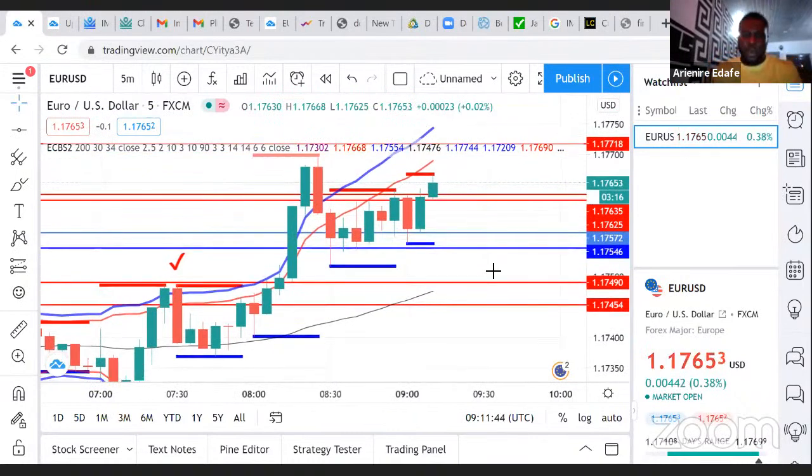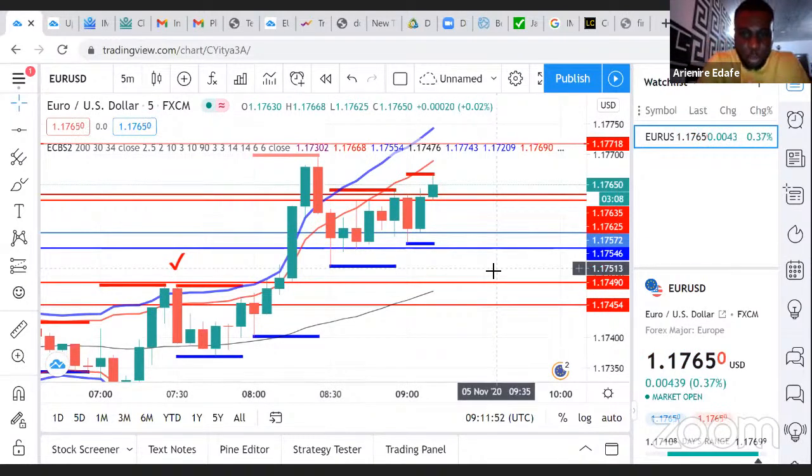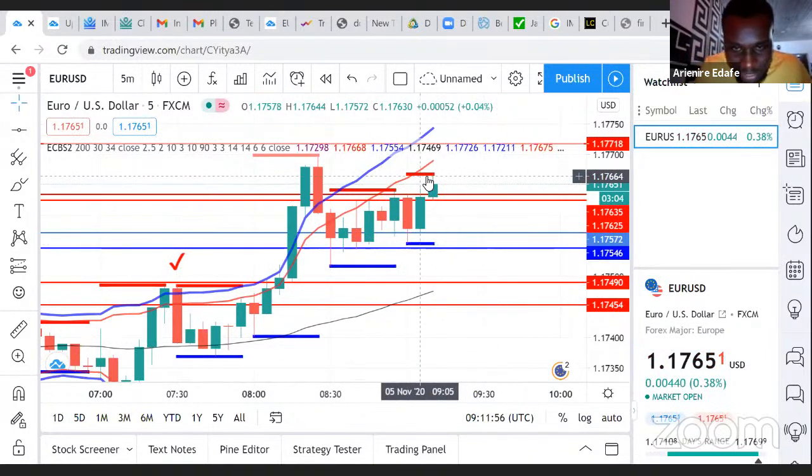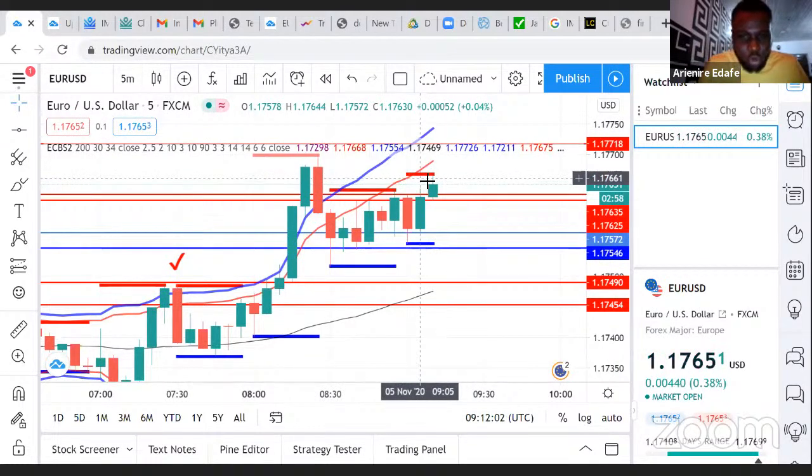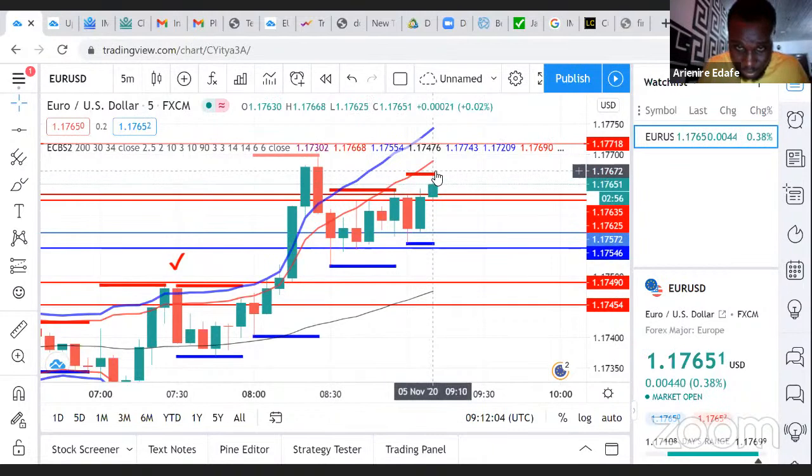Okay, this one actually tells me more about my strong points. It makes me understand the strong support points and the resistance points better. So this red line here, from Ivan Carver's strategy, is actually a strong resistance point.